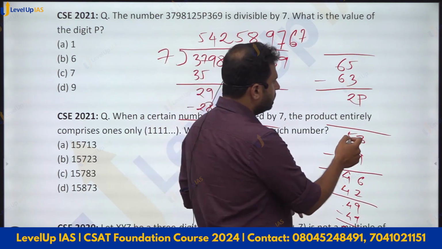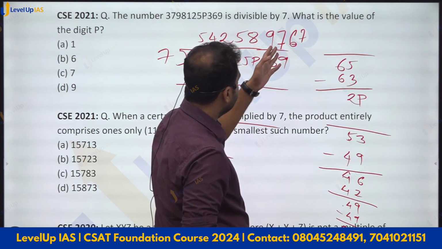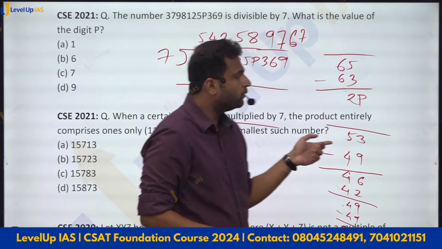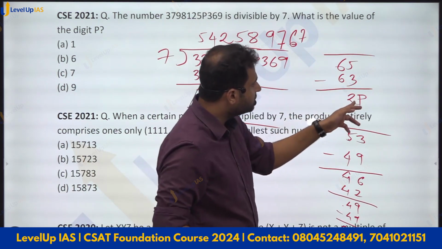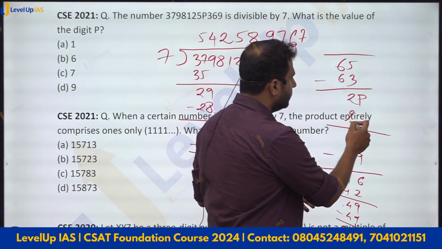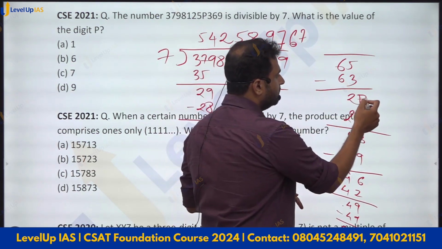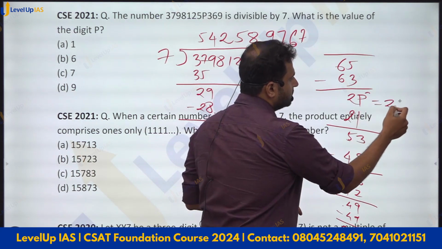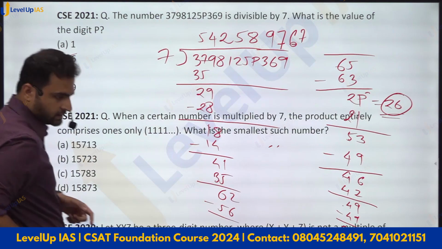And then because this is 5, then 20 something minus this multiple of 7, you get 5. What could be multiple of 7? It cannot be 28, because then this had to be 33, which is not true. So it has to be 21, and something minus 21 is 5, something has to be 26. Answer here is 6.